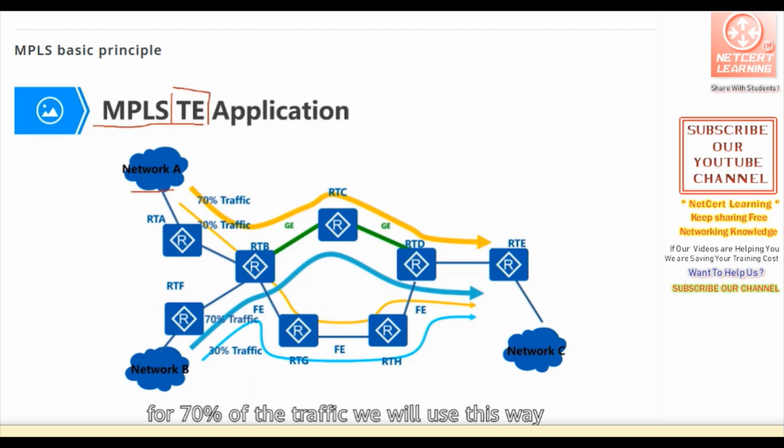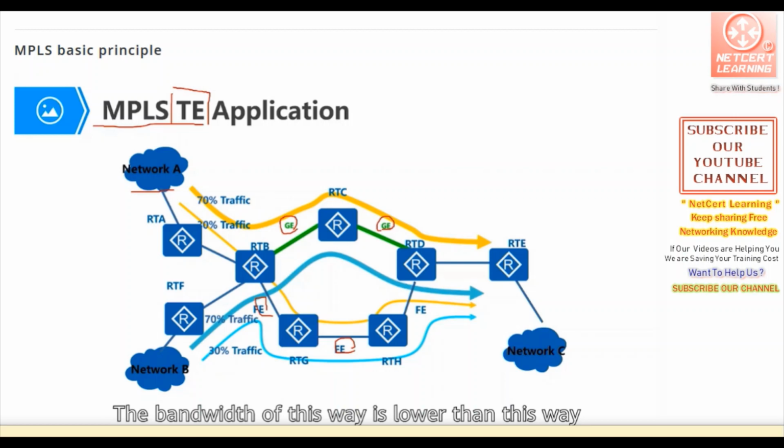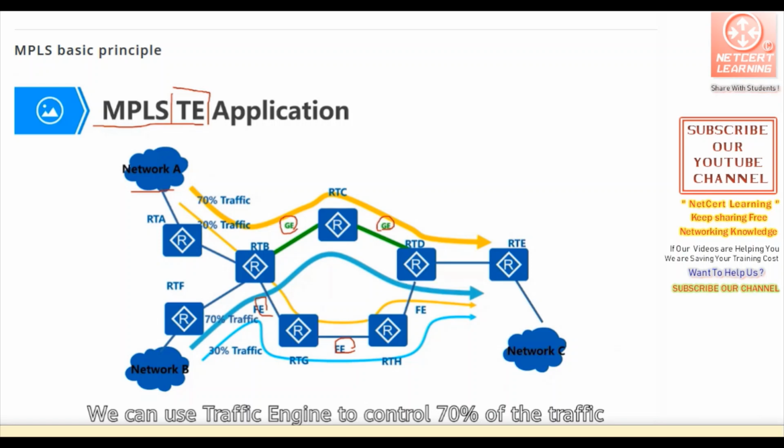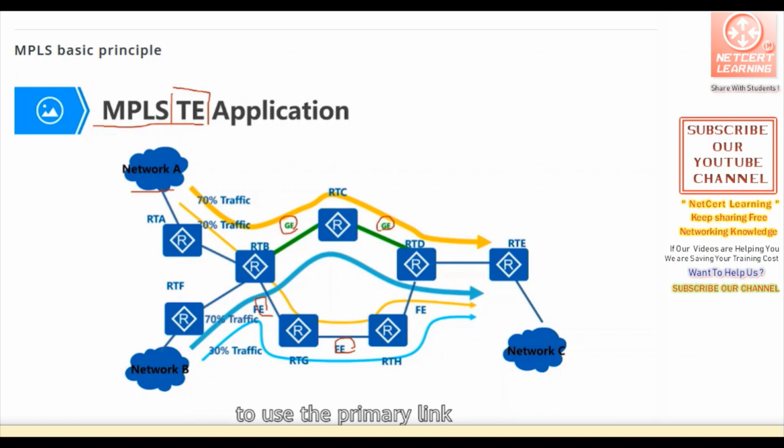70% of the traffic will use this way, because we can see the bandwidth of this link is larger than that of this link. So this link will be the primary link, and 30% of the traffic will go the other way, whose bandwidth is lower. And for network B, it is the same. We can use traffic engineering to control 70% of the traffic to use the primary link and 30% of the traffic to use the secondary link.